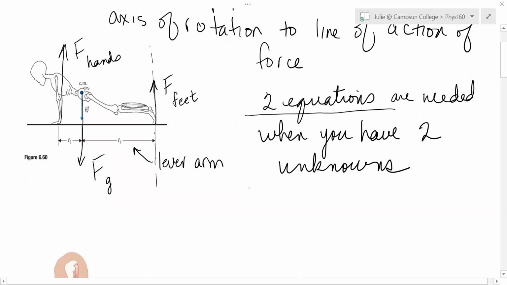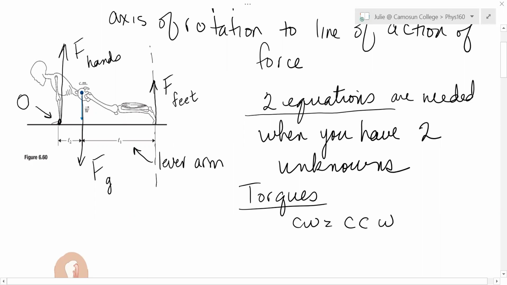So for torques, remember, clockwise equals counterclockwise. So put the axis of rotation here, because you're used to it on the left. And then do torques. The force of gravity would be a clockwise torque. Lever arm times force is torque. And then lever arm times force, this would be a counterclockwise torque. And beware that the lever arm from the axis of rotation out to the feet is L1 plus L2. Okay, so write out that equation for torques, and you'll be able to calculate the force on the feet.